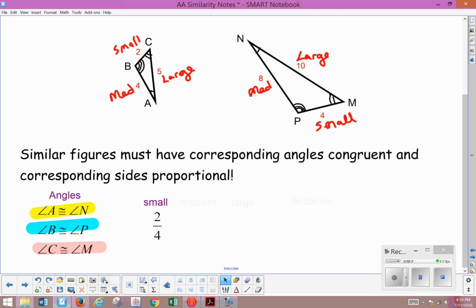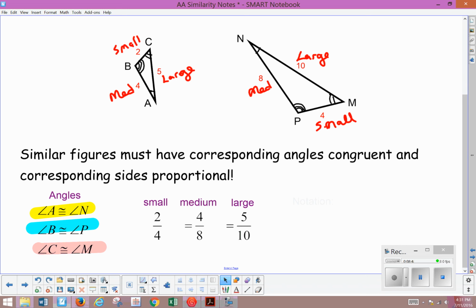I'll do the same thing with the medium. My medium side is a 4. The medium side over here is an 8 on the right side. So that means that my medium matchup would be 4 over 8. The large side on the left is a 5. The large side on the right is a 10. So that means my matchup there would be a 5 over 10.